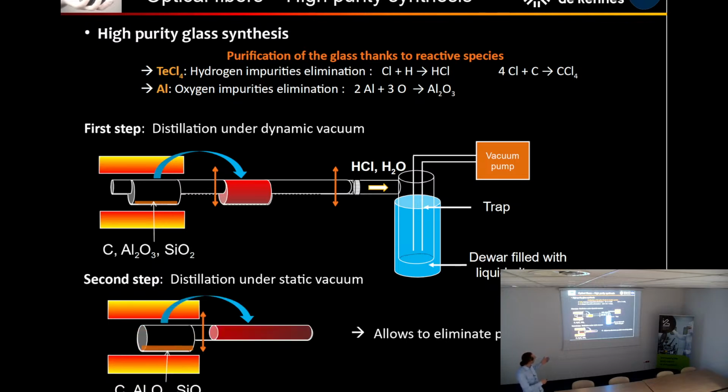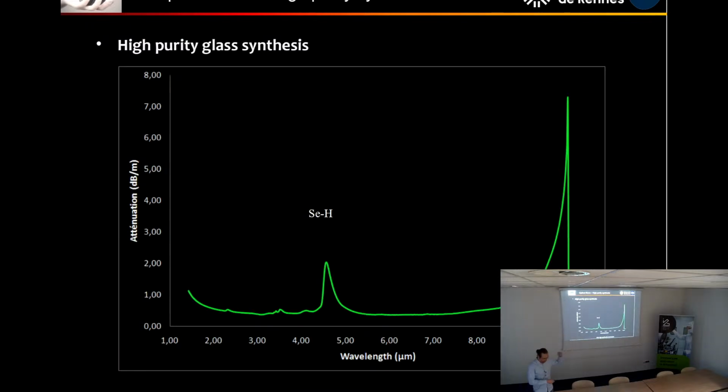And by several steps of distillation of the glass, we can have a better transmission of our glass. This is an example of an arsenic selenide glass. We still have a small amount of hydrogen linked to the selenium, so that's why we have here the absorption band, which is a signature of the small pollution with a small amount of hydrogen. Here, when you have 2 dB per meter of SeH bond, it means that you have 2 ppm of hydrogen, because the absorption is 1:1 in this system.